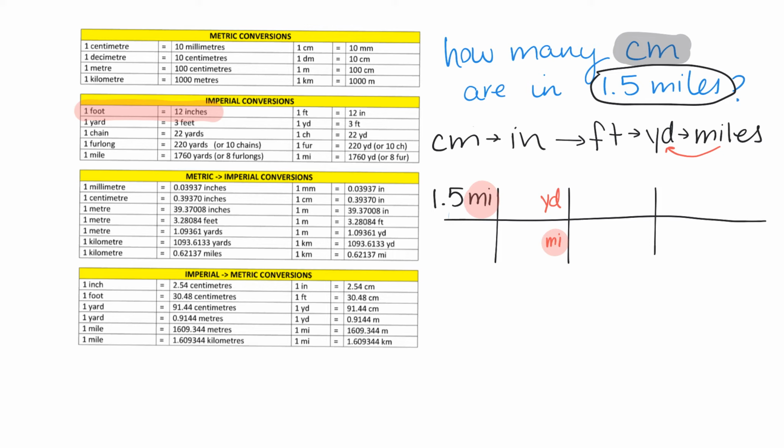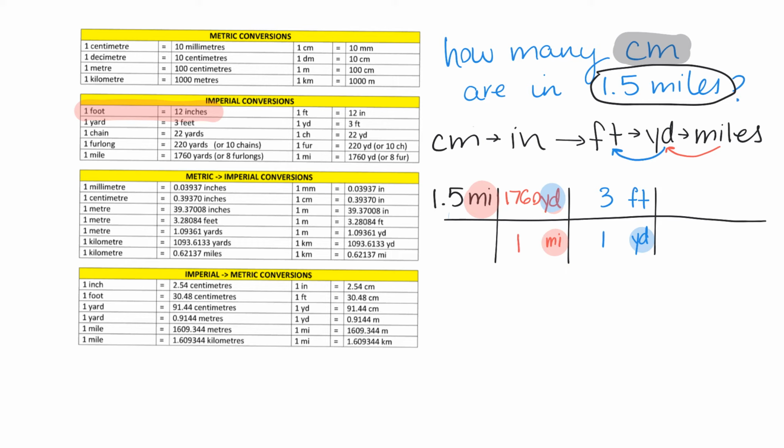Well, it told me that 1 mile is 1,760 yards. Since I've got yards here, let me make that a different color. Since I've got yards here, I need yards in the bottom of my next one. So yards. Yards can convert to feet. Well, what's the relationship between yards and feet? 1 yard has 3 feet. 1 yard, 3 feet. Okay?